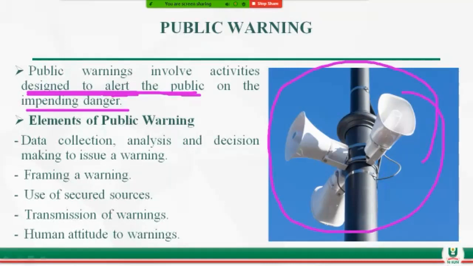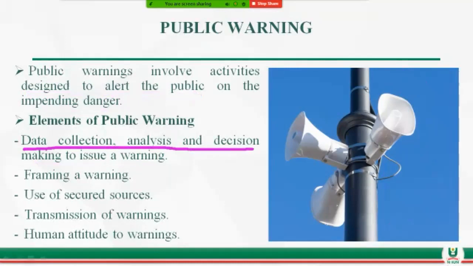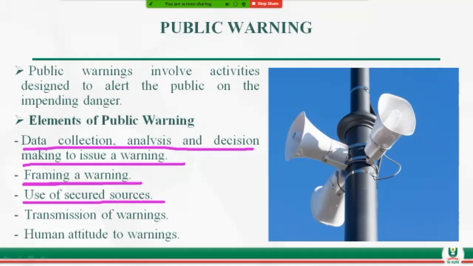Of course, the elements of public warning include data collation, analysis, and decision making to issue the warning. So before the warning is issued, enough credible data would have been collected and analyzed in order to know the nature of the threat that's about to happen. And of course, once it is known, the warning has to be framed in the proper language that will get the people to understand. So the warning has to be framed before it is sent out, okay? And of course, credible, secured sources must be used to get the information, and also to transmit the warning to the people.